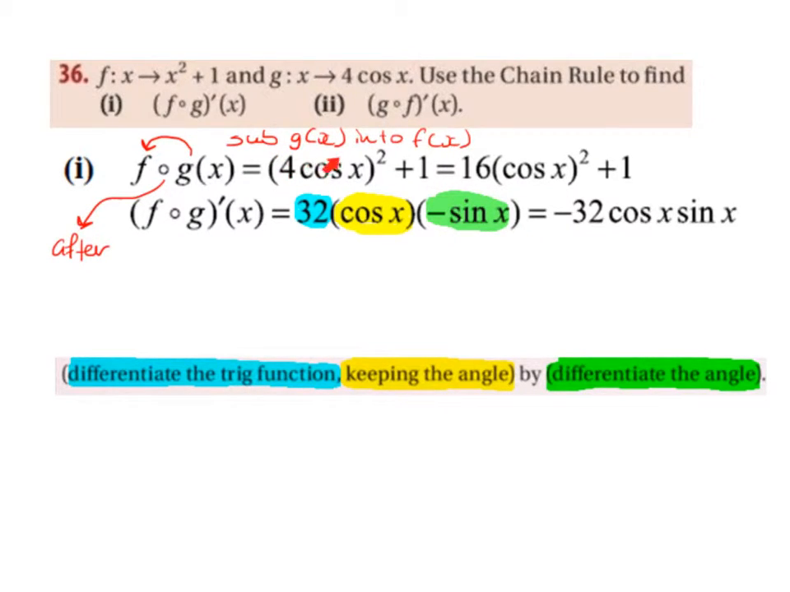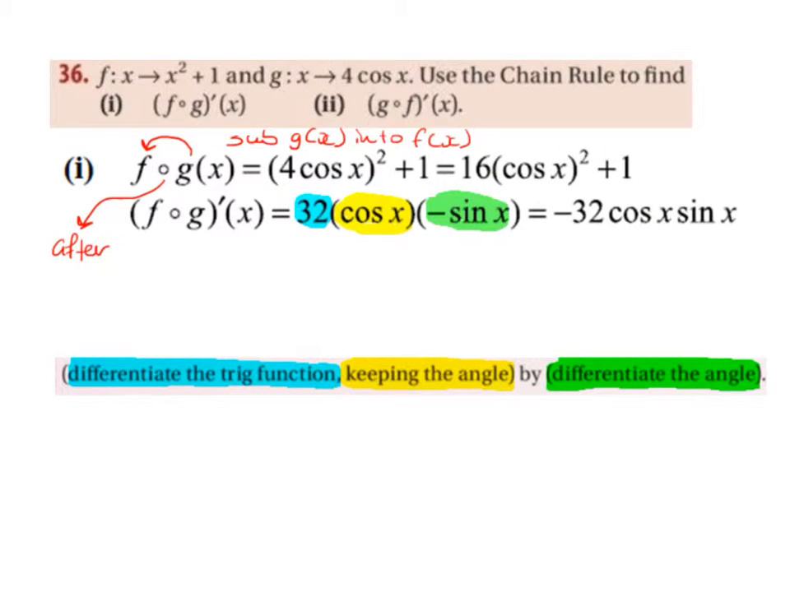So (4 cos x) squared plus 1 is going to give us 16 cos x squared plus 1, because we square the 4, which gives us 16, and then cos x squared can just stay as cos x squared, or it could be rewritten as cos squared x. So next we differentiate. So we're differentiating with respect to x, so nothing's going to happen to the plus 1 because there is no x.